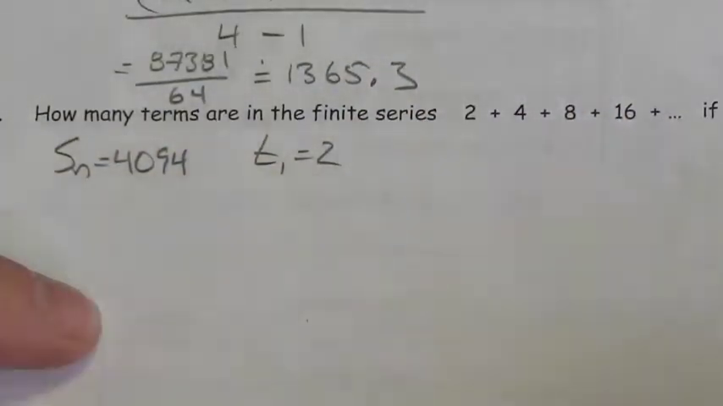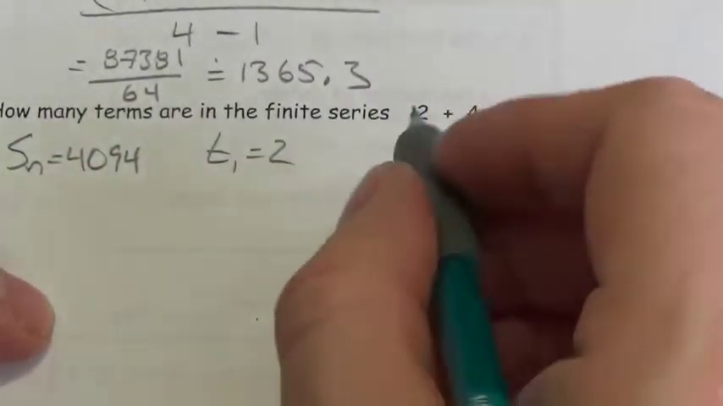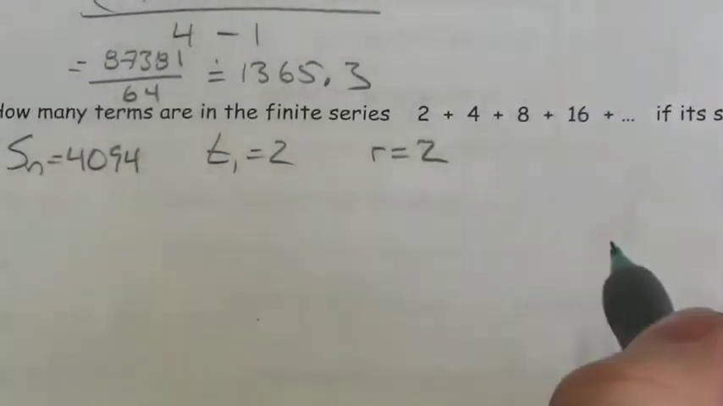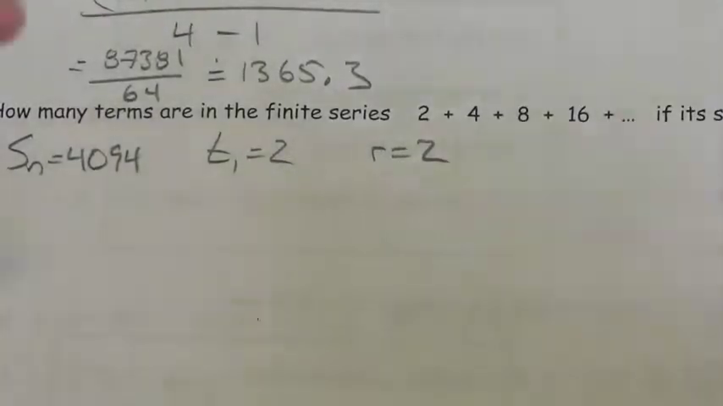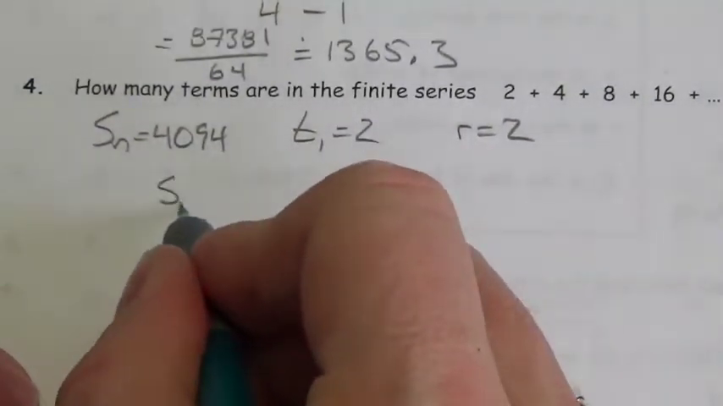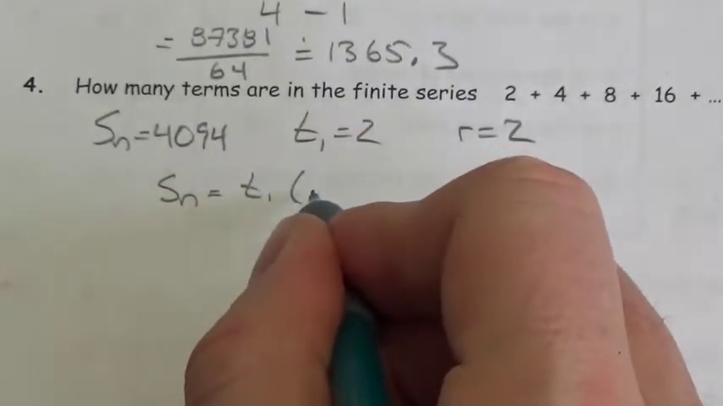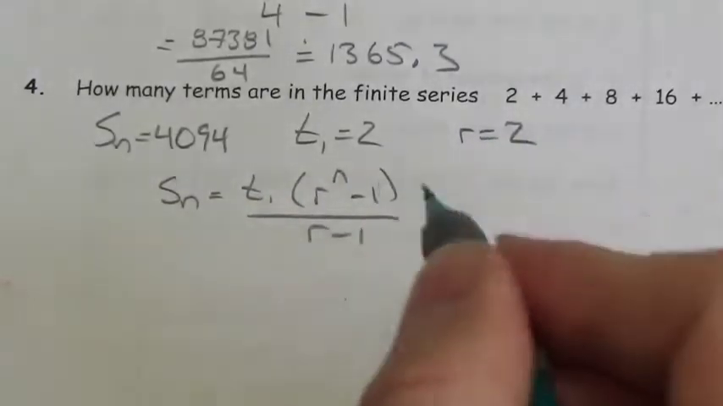It's 2. And then if I divide the second term by the first term, third term by the second term, I get that my r is equal to 2. But I don't know how many terms there are in the sequence. I don't know what the Tn is. I don't know the last term. So I'm probably going to use that first formula that I looked at here, which was going to be T1 times r to the n minus 1 over r minus 1.